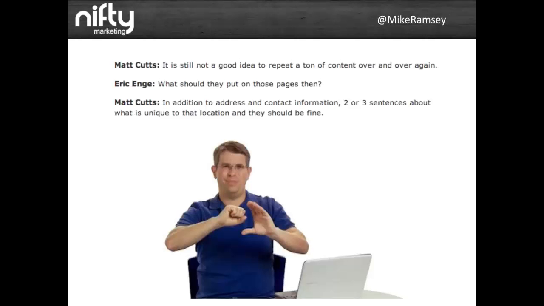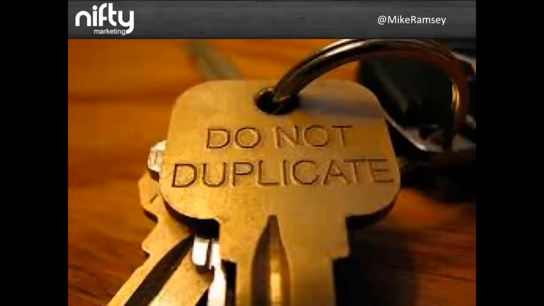And Matt Cutts basically said this. He said, it is still not a good idea to repeat a ton of content over and over again. And so then Eric says, well, what should they do then? He says, in addition to basically name, address, phone number information, 2 to 3 sentences about what is unique about the location, and they should be fine. But I think the key is this: don't duplicate content. And there's a wonderful tool that we like using whenever we work with a bigger company, because it allows us to see things fairly quickly, and that's SiteLiner.